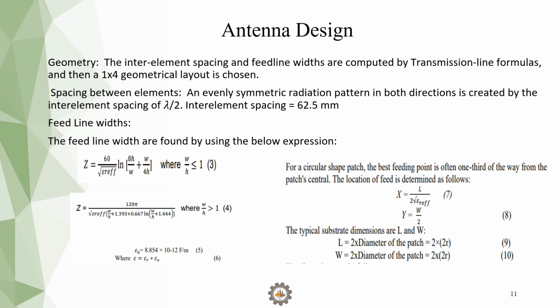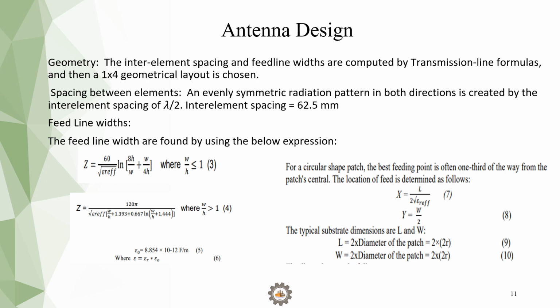Initially, we designed a single circular patch antenna, and we observed its characteristics. To enhance characteristics like gain, directivity, as well as bandwidth, we increased the number of circular patches. So we have designed the circular patch array antenna. Here the number of patches used is 4, so the name of the antenna is given as 1 cross 4 circular patch array antenna.